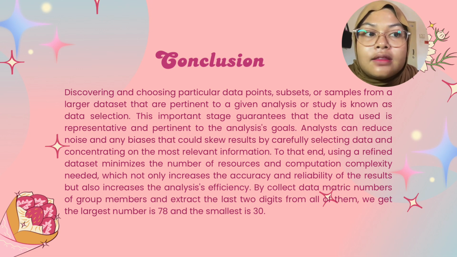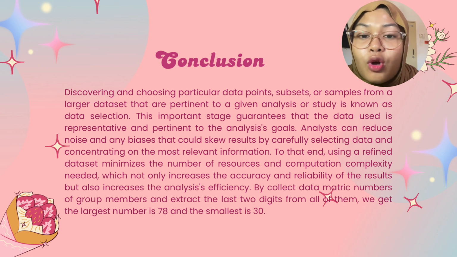By collecting the metric numbers of the group members and extracting the last 2 digits from all of them, we get the largest number is 78 and the smallest is 13.